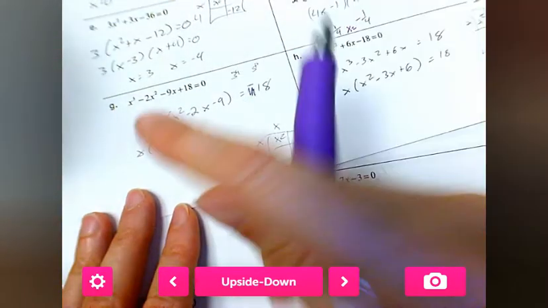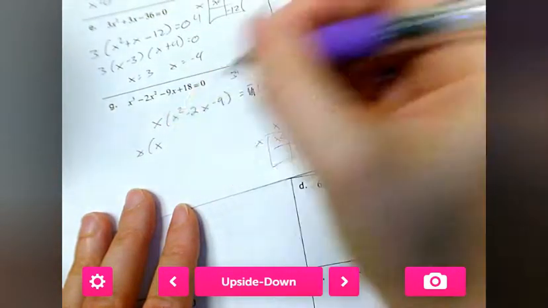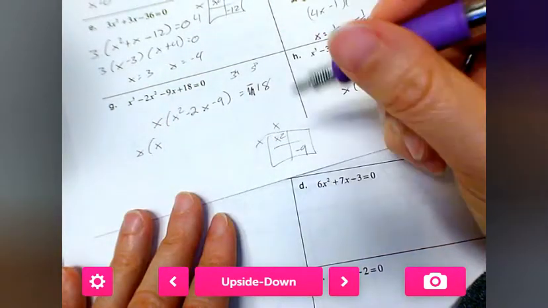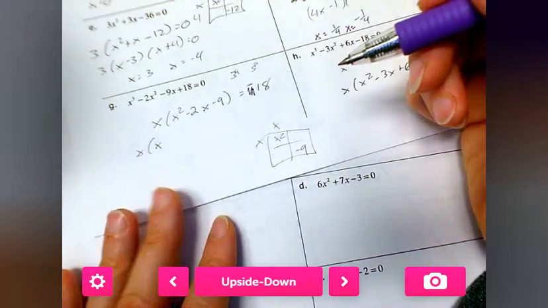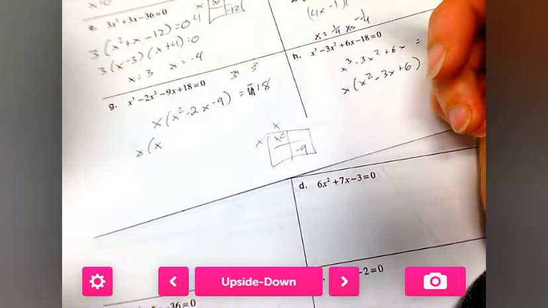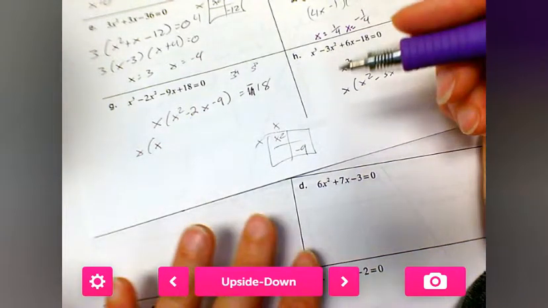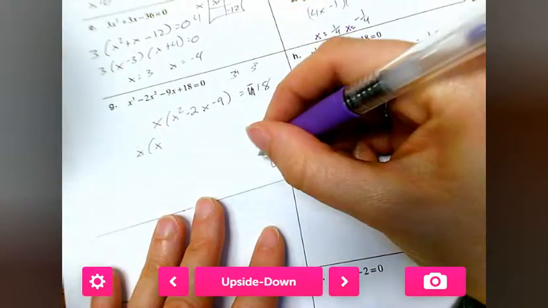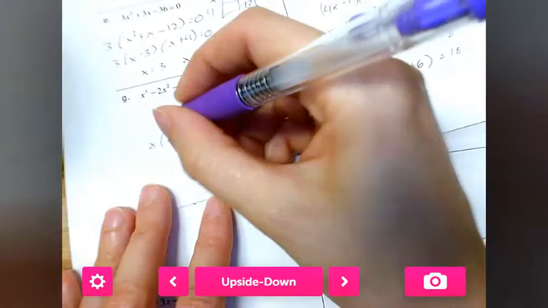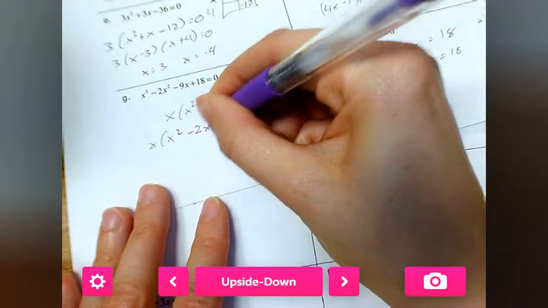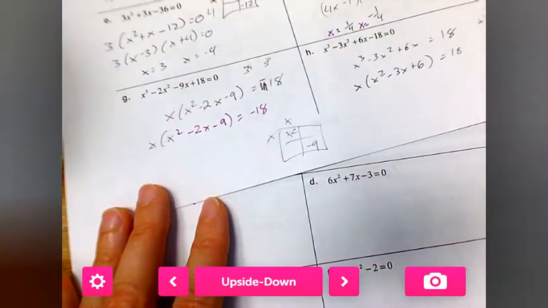Okay, so I subtracted 18 from both sides, and then I'm going to factor this out. I need the inner side to be negative 2 and the outer to be negative 9. So I don't believe this is factorable, because the only things that multiply to give us 9 are 1 and 9, and 3 and 3. Why I stopped here is I think we have to leave it like this, because I don't believe it's factorable from this point.